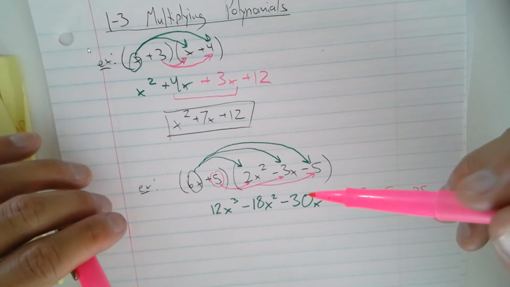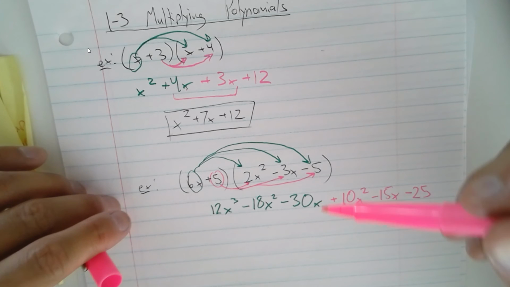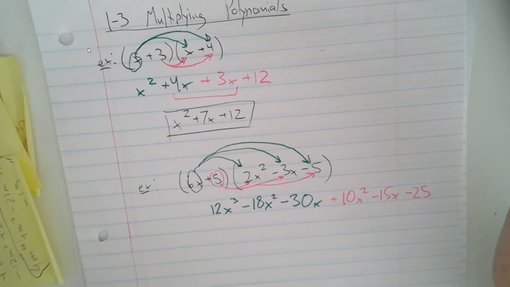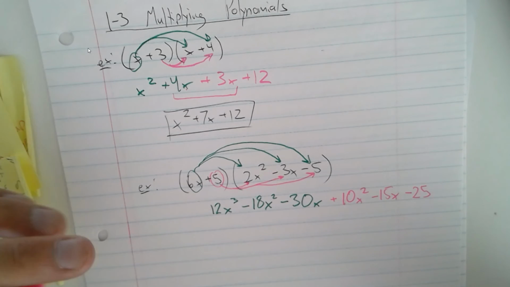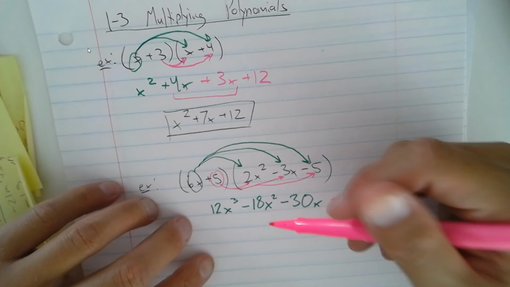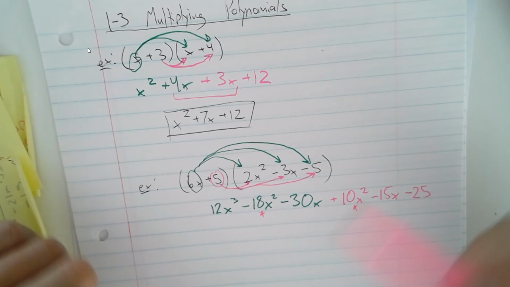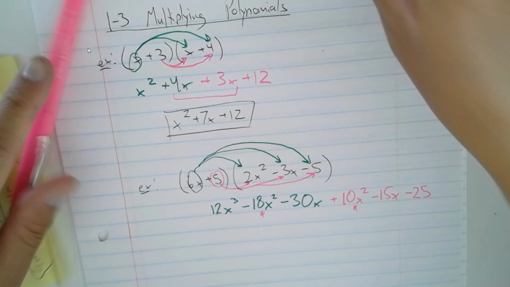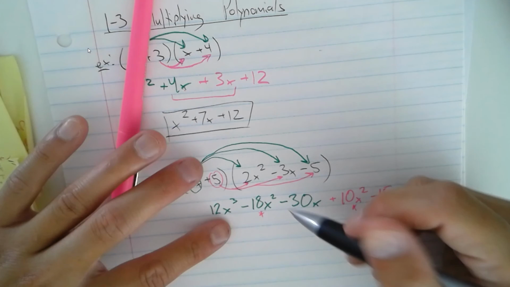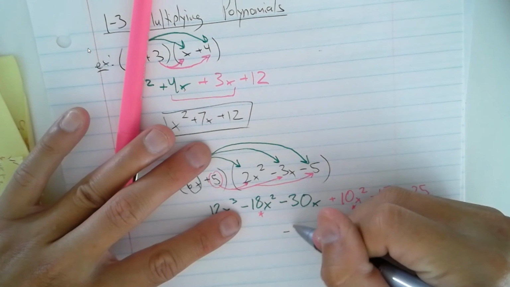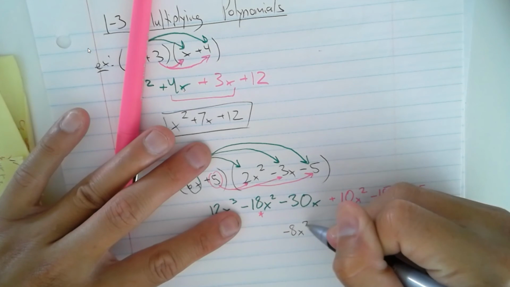Which guys can I start combining? Guys, my peoples, as in like everybody here. What things can I start combining? This and this. Okay. So I can add those two. Negative 18x squared plus 10x squared. That's going to give me a total of negative 8x squared.